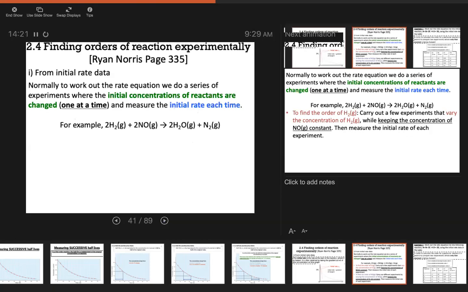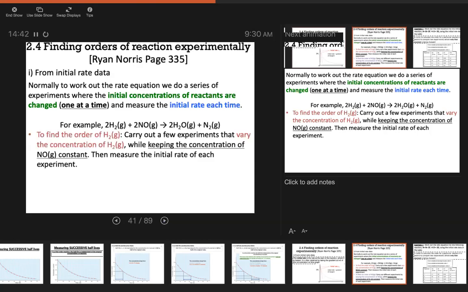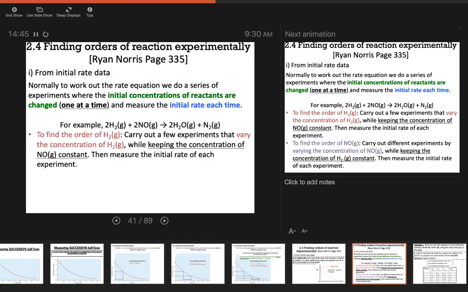Okay, because order is specifically per one reactant. For example, first order with respect to hydrogen, second order with respect to nitrogen monoxide. So these two reactants will have different orders, okay? If I want to monitor the order of reaction of my hydrogen, I need to carry out a few experiments that keep on changing the concentration of hydrogen, okay? Because I want to know what is the effect of changing concentration of hydrogen on its rate.